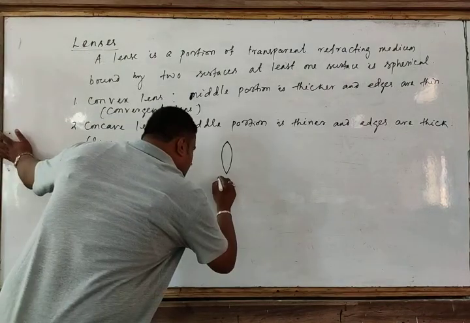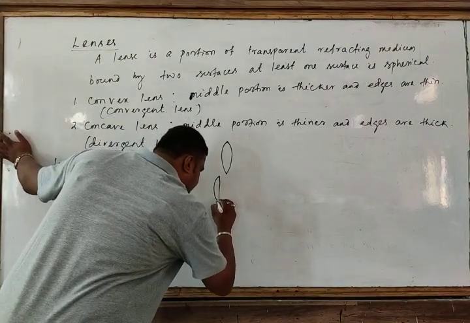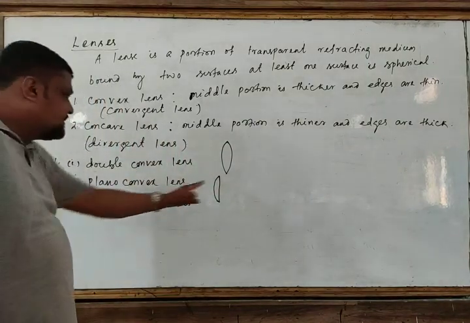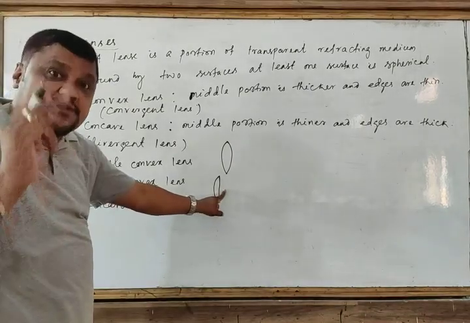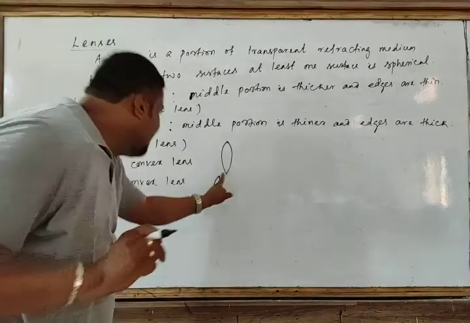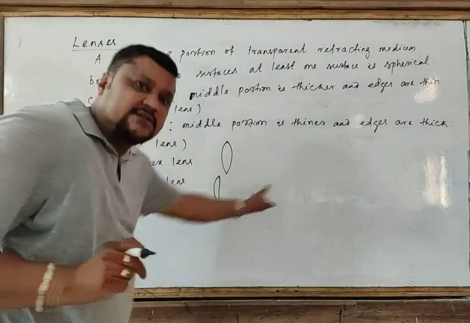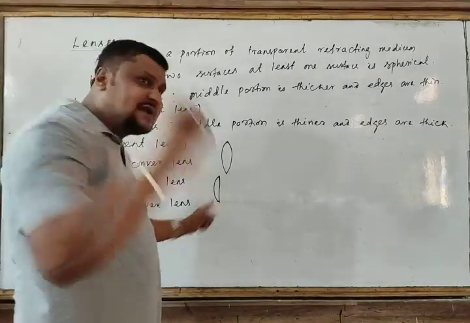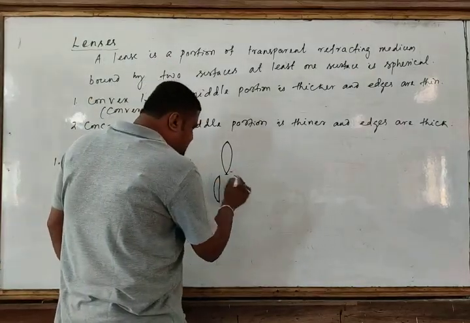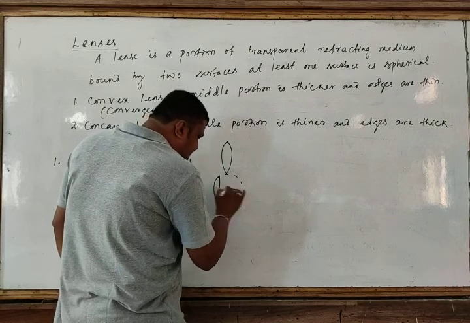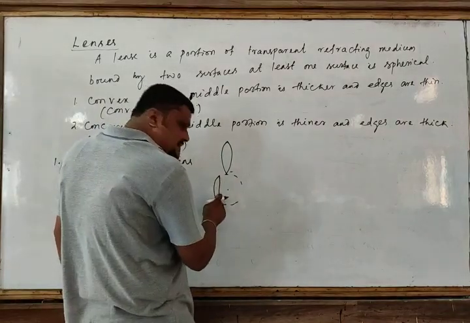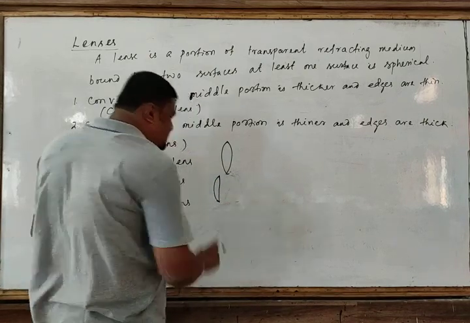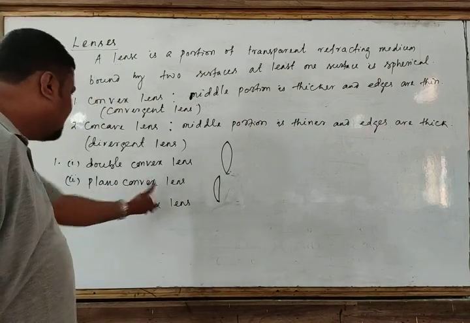Plano convex lens: one of the surfaces is plane and the other is convex. And we always read first the surface whose radius of curvature is larger. For a plane surface, its radius of curvature is infinite. But for this convex surface, the radius of curvature is the radius of the sphere, since this portion is a part of a sphere. For the plane surface, the radius of curvature is infinite. So we will read like that: the surface with the larger radius of curvature is read first, plano convex lens.